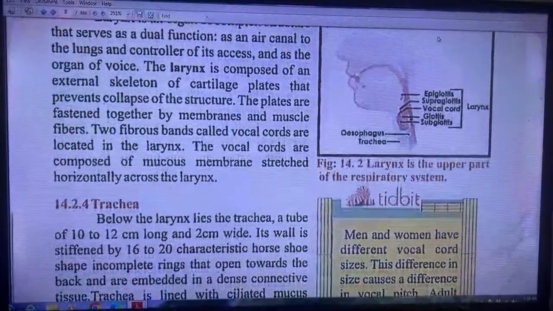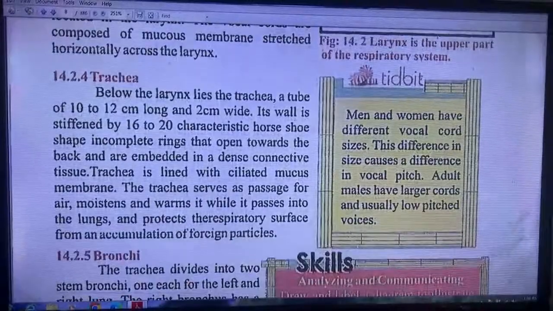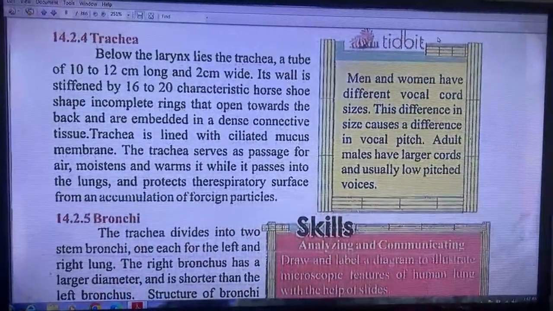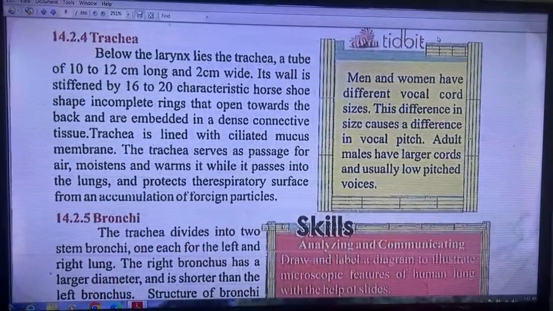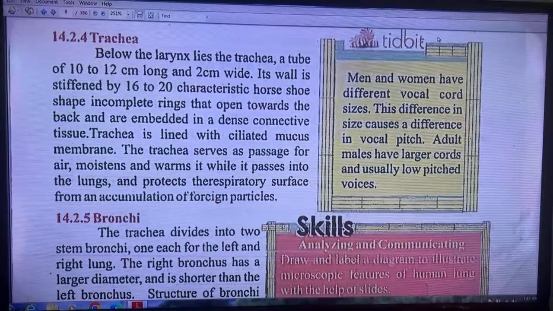Trachea. Below the larynx lies the trachea, a tube 10 to 12 centimeters long and 2 centimeters wide. Its wall is stiffened by 16 to 20 characteristic horseshoe-shaped incomplete rings that open towards the back and are embedded in a dense connective tissue.